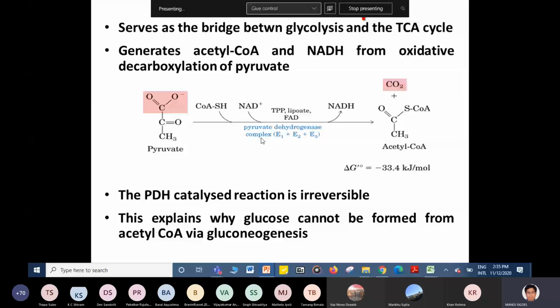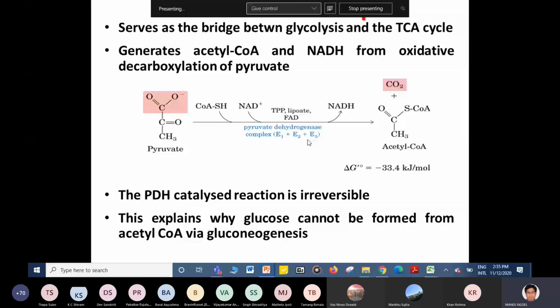complex. We have already said it contains three different enzyme activities, and for our simplicity we have written pyruvate dehydrogenase complex, and in the bracket E1, E2 and E3. Because it is not always easy to remember all the three names, that's why, just to write about the concept, three different enzymes: pyruvate dehydrogenase complex, E1, E2, E3.